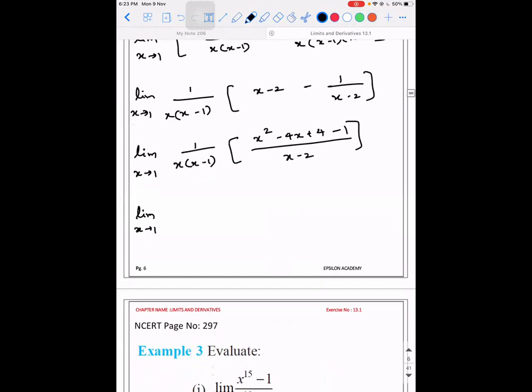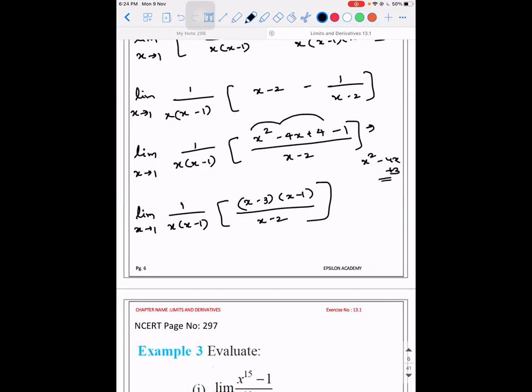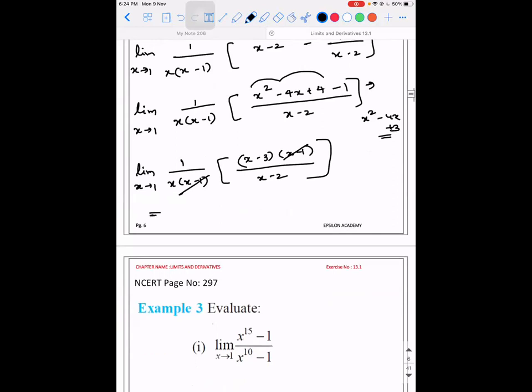So limit x tends to 1, 1 by x into x minus 1, into x square minus 4x plus 3, divided by x minus 2. I directly wrote it, guys, because in the numerator I get x square minus 4x plus 3. If I factorize it, I'll get x minus 3 into x minus 1. X minus 1 gets cancelled. Now substitute x tends to 1. You will have 1 minus 3 divided by 1 into 1 minus 2. Once you substitute the limit, this should not come. So it will be minus 2 divided by minus 1. The answer will be 2. So this is the limit.